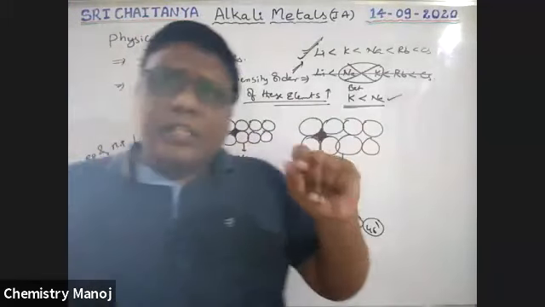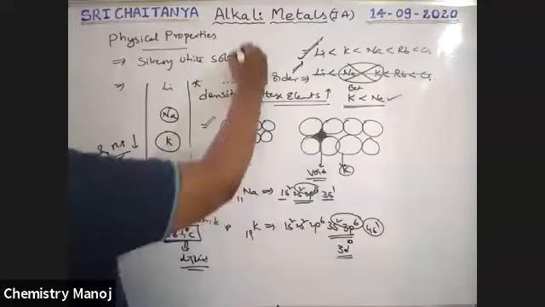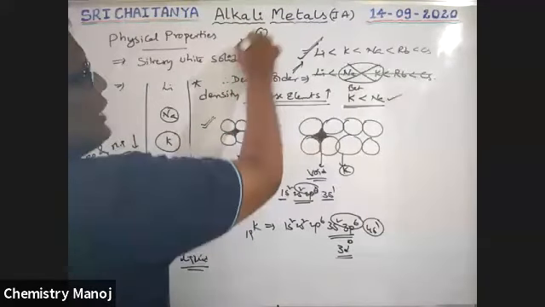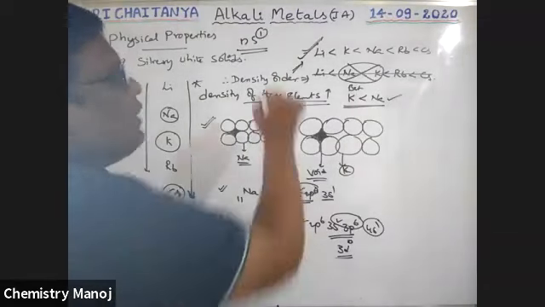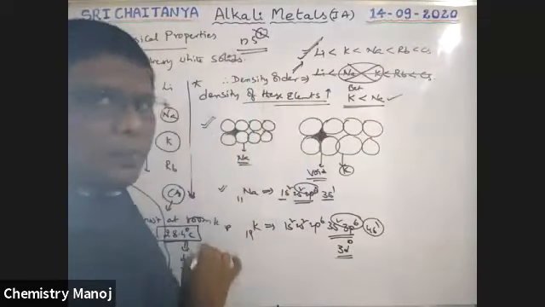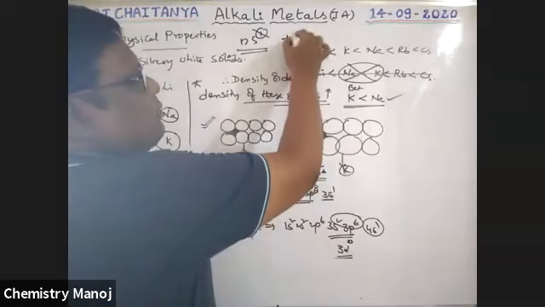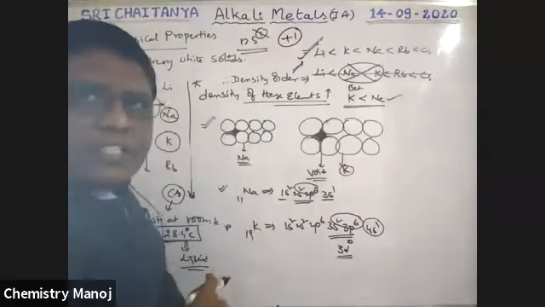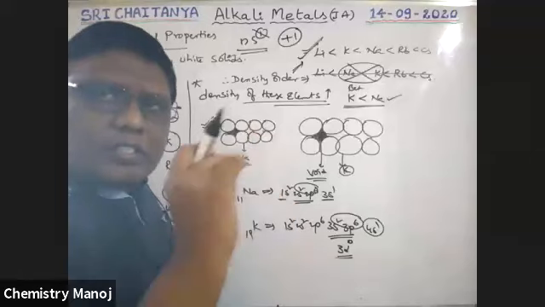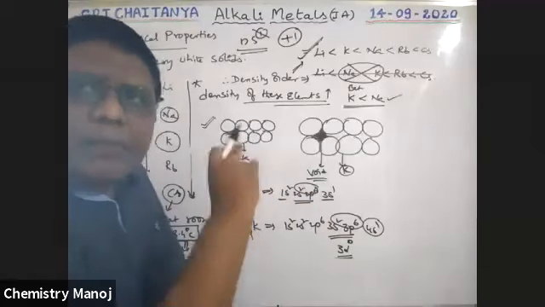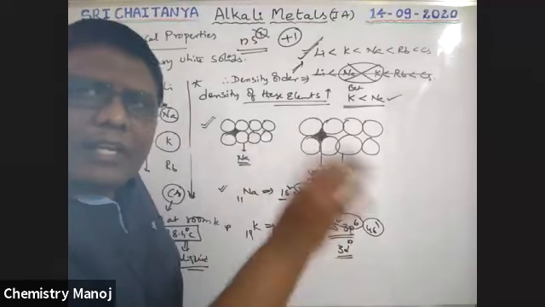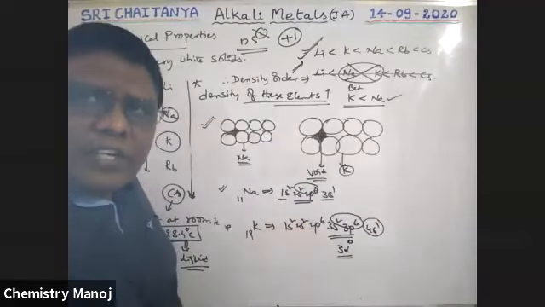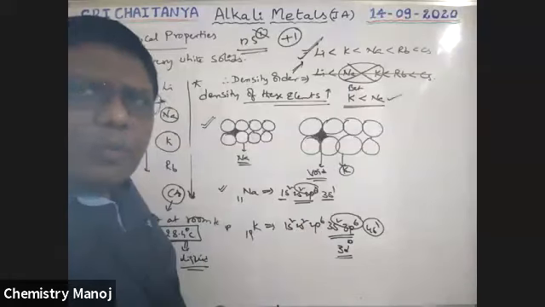Next, all these elements have one outermost electron; ns1 is the configuration. If this s electron is lost by the element, the element gets +1 as the oxidation state. So the only oxidation state exhibited by our alkali metals is +1. After losing that electron, the element automatically attains the noble gas configuration.